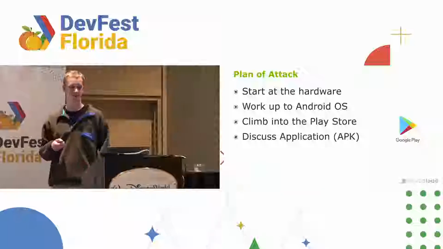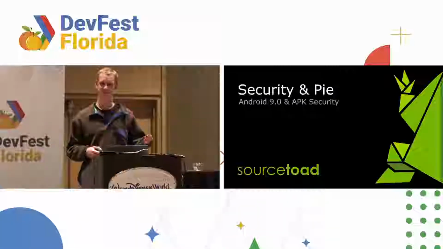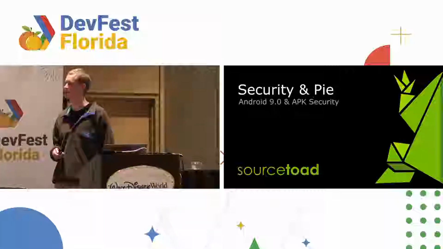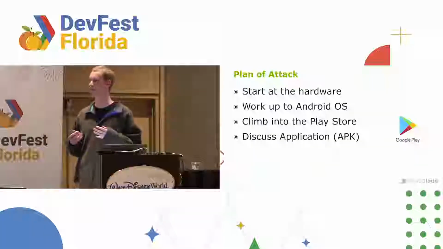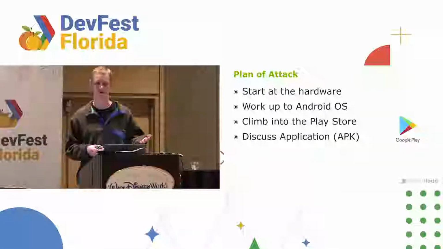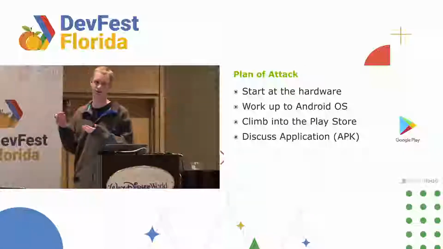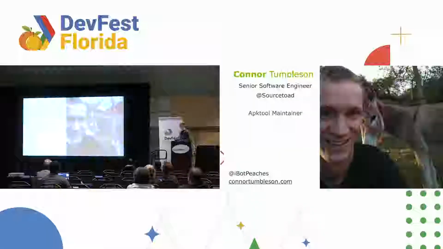So kind of the plan today, as the slide says, it's security and Pi, and the Pi is a shout out to Android 9, which is, of course, Pi, as they give a clever name to every release. My goal for this talk is to really start at the hardware, and I think everyone here probably has a mobile phone, and work from the hardware to the Android OS, up into the Play Store and then to a regular application. And the only slide that I'm going to talk about myself is this one, so don't worry.